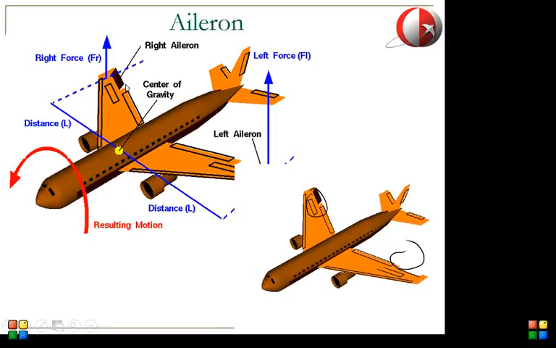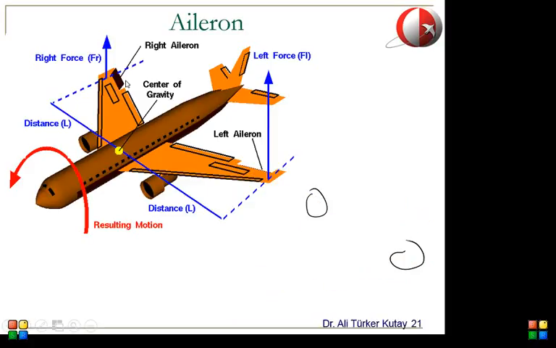So by deflecting this upwards, you change the force here, and you deflect this downwards, and you change this force here, and the change is in the opposite direction. So this is reduced, and this is increased. And as a result, you get a net rolling motion. That's why they are deflected in the opposite directions. That way you get the rolling motion.